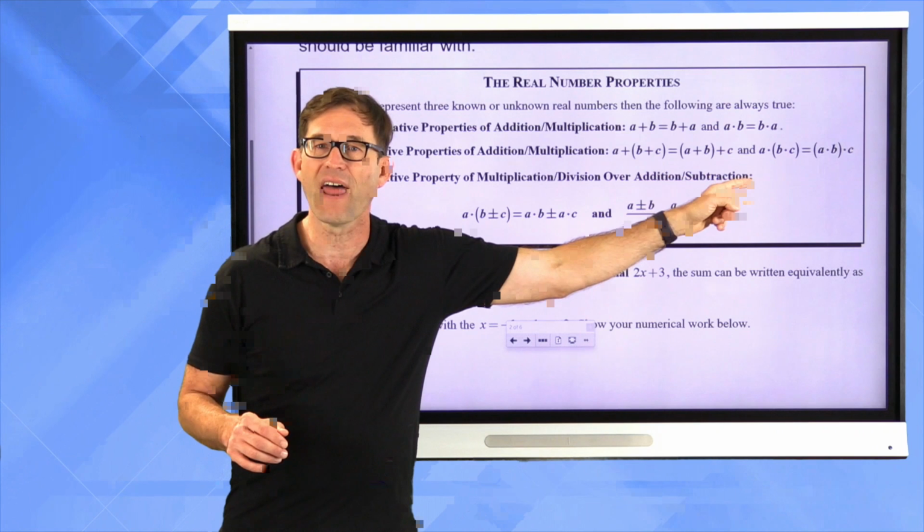Exercise number 1. When the binomial 3x plus 7 is added to the binomial 2x plus 3, the sum can be written equivalently as the expression 5 times the quantity x plus 2. Letter A asks us to test this equivalency with x equals -1 and x equals 2. Show your numerical work below. In other words, I claim that when you add 3x plus 7 to 2x plus 3, that sum is equivalent to simply the expression 5 times the quantity x plus 2.